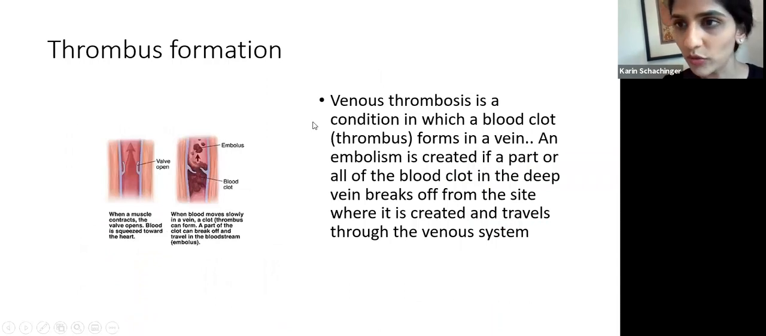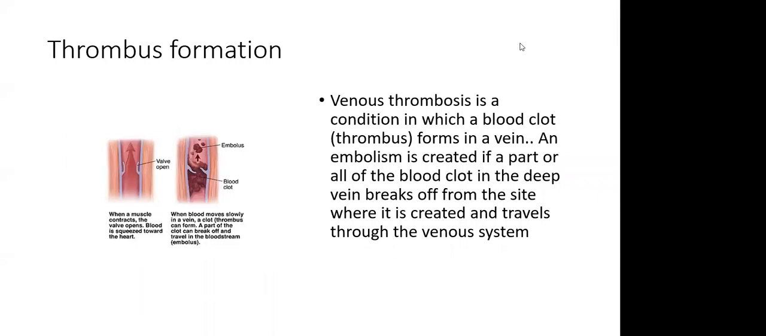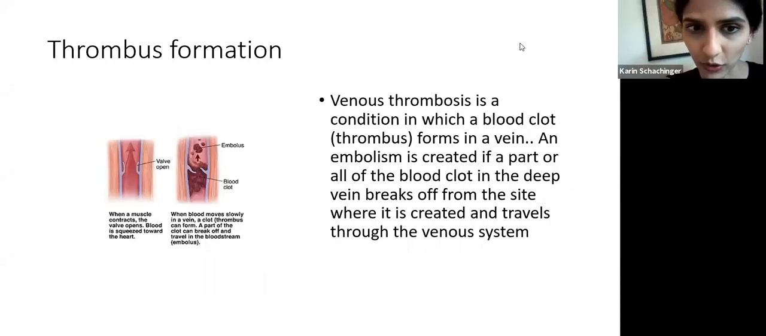Okay, so venous thrombosis is a condition in which a blood clot is formed in a vein. Remember we talked about venous thromboembolism. So we saw what venous means. Venous means the blood system, which is the veins, superficial and deep. But venous thrombosis is when a blood clot is formed in a vein. So you can see that.